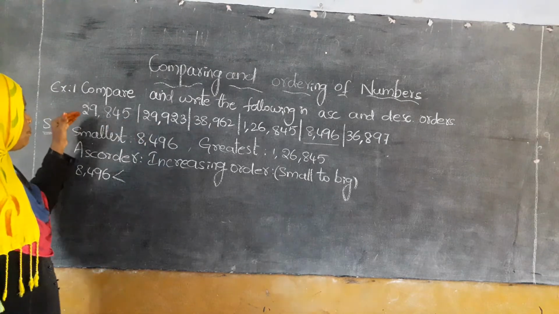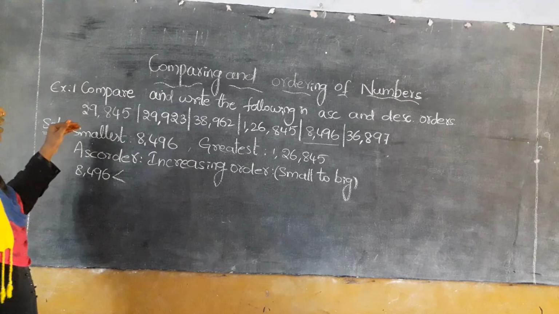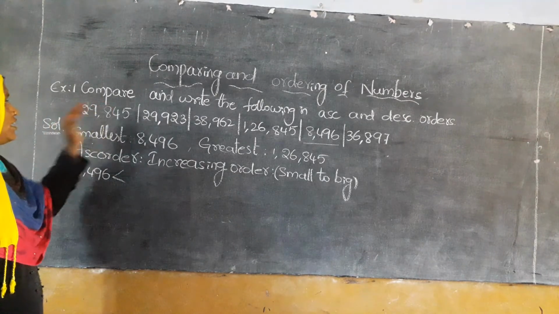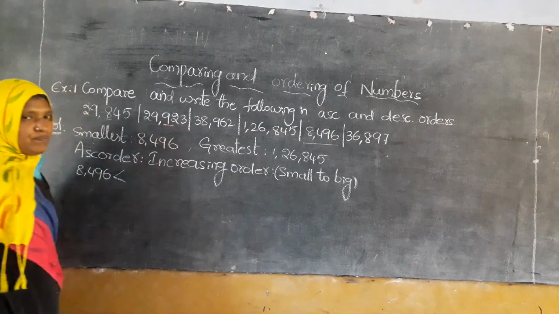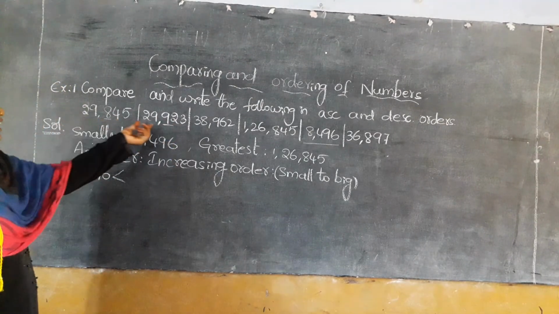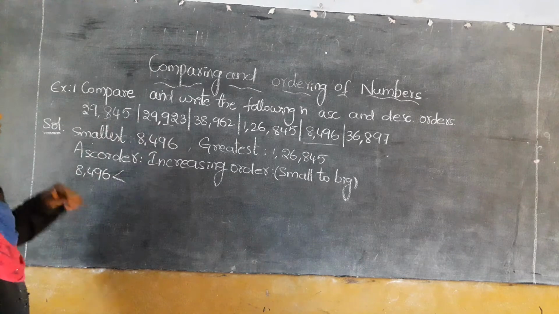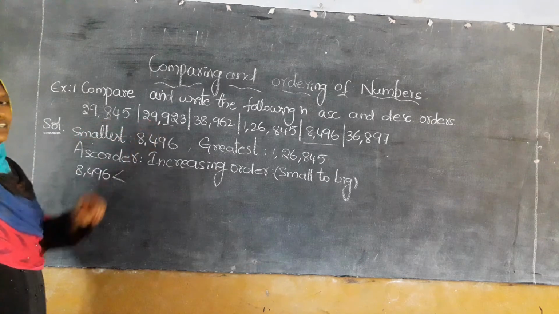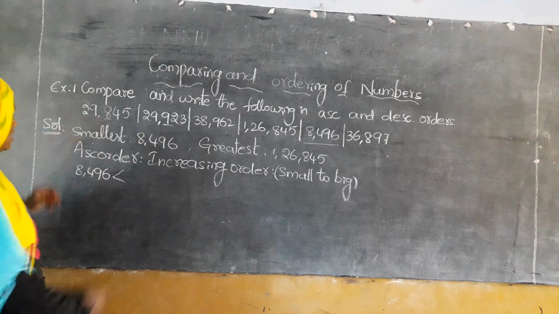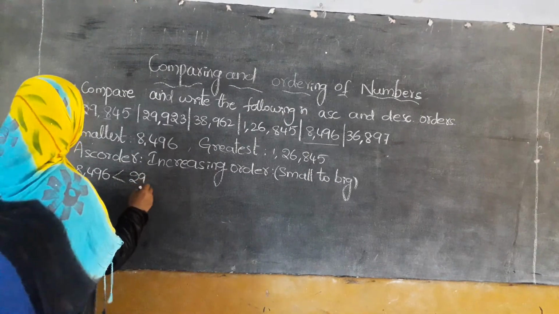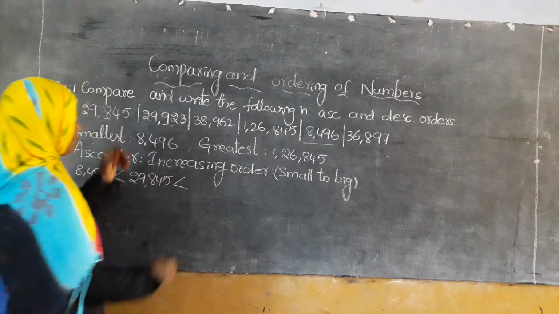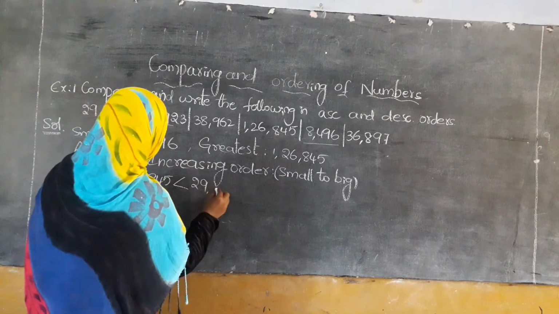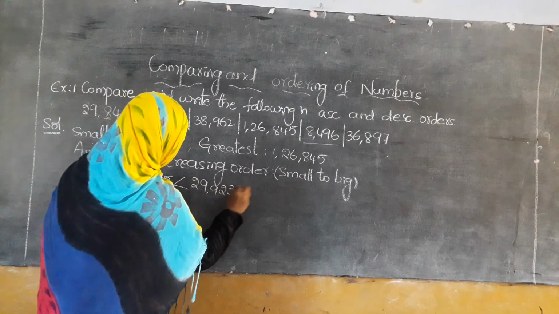So when you come across this situation, just go to the next number. So here it is 8. Here it is 9. So the first two digits are the same, 29 and 29. Move to the next number. It is 8 and it is 9. Which is smallest? This one is smallest. That is 29,845. After that, 29,923.